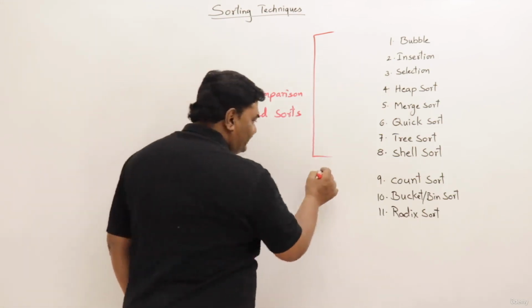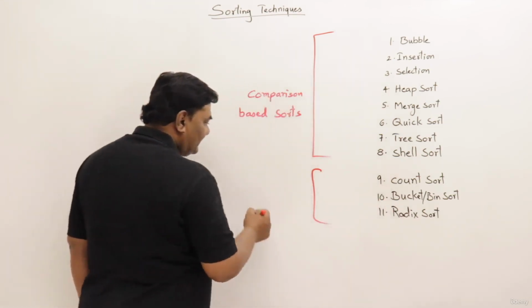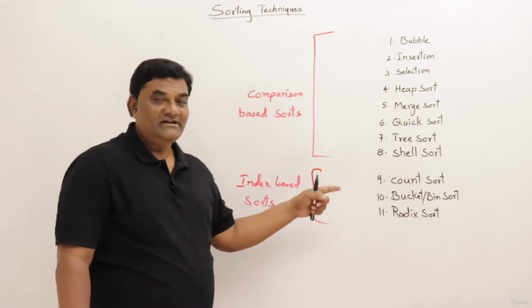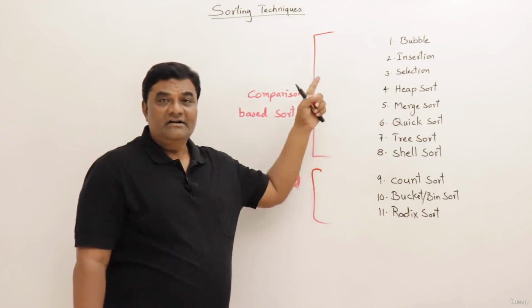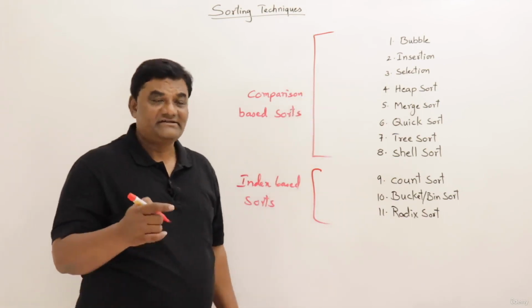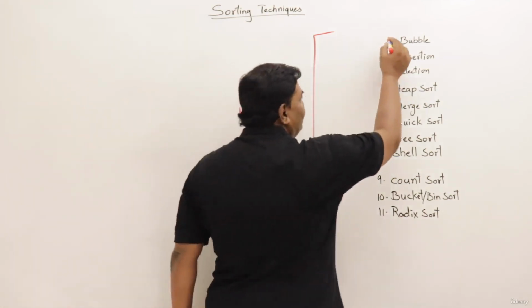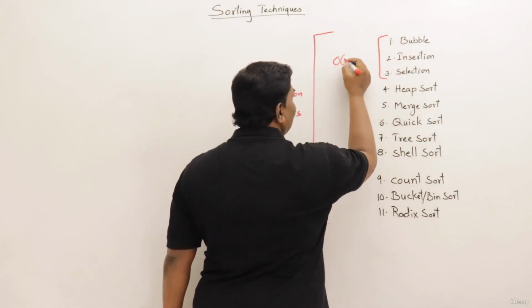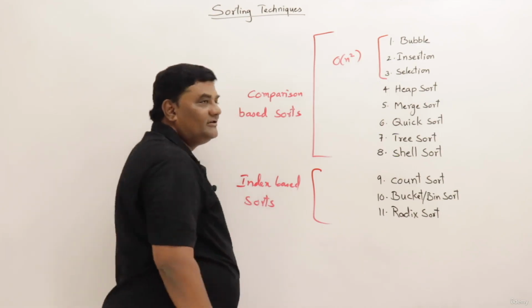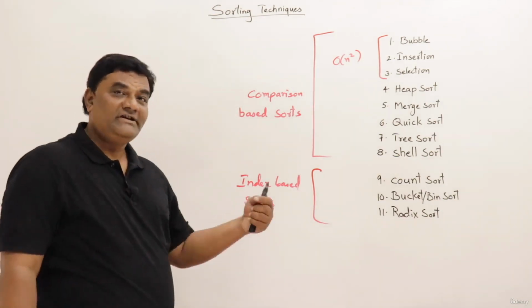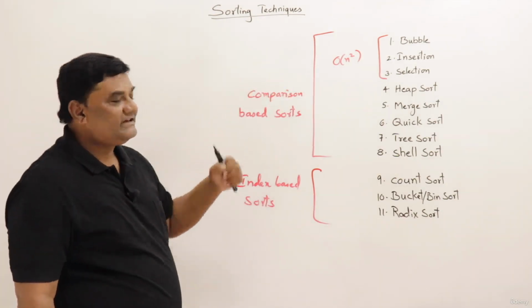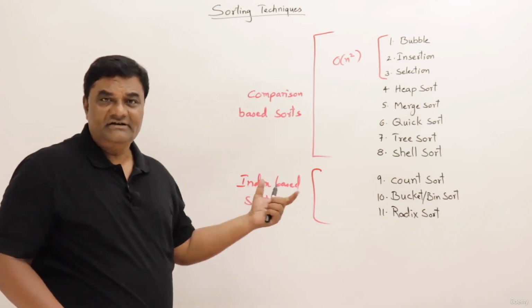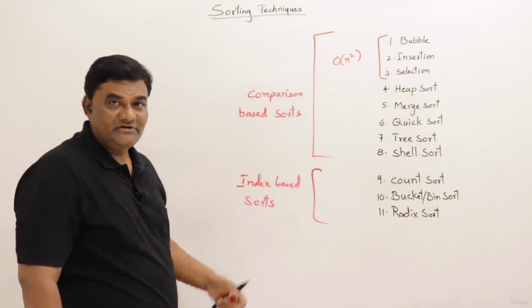Then what about these sorts? These three sorts are called index based sorts. So these are index based and these are comparison based. Next, these three sortings all take n square time. So we commonly say n square sorting algorithm, meaning we are referring to those three. We will analyze this when we study it. I am just giving the overview.